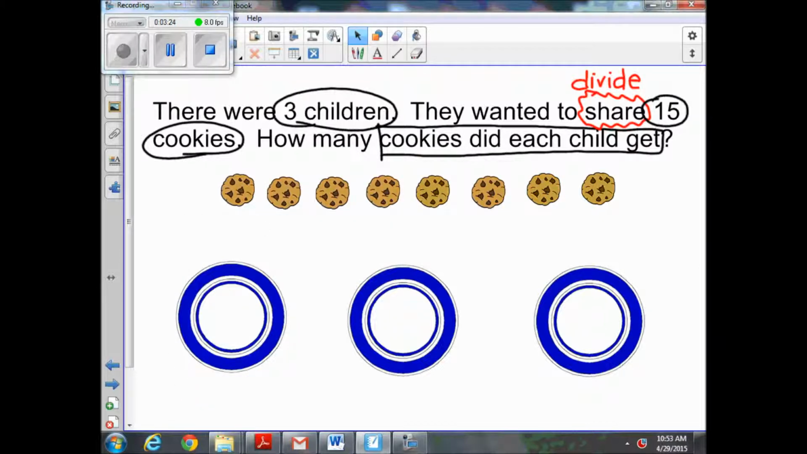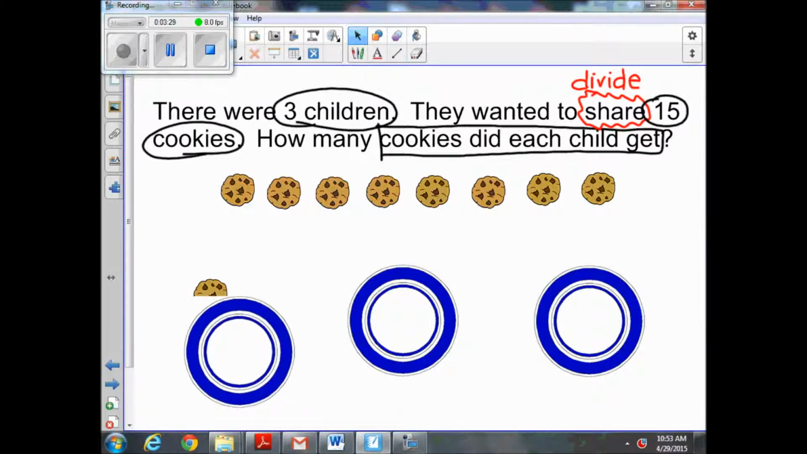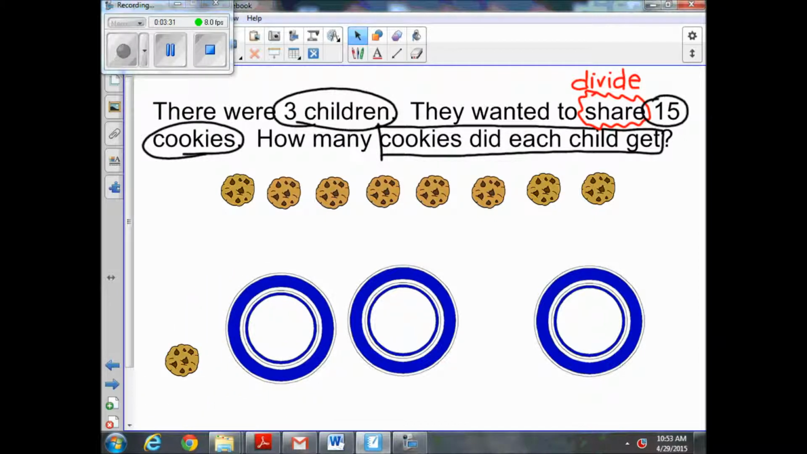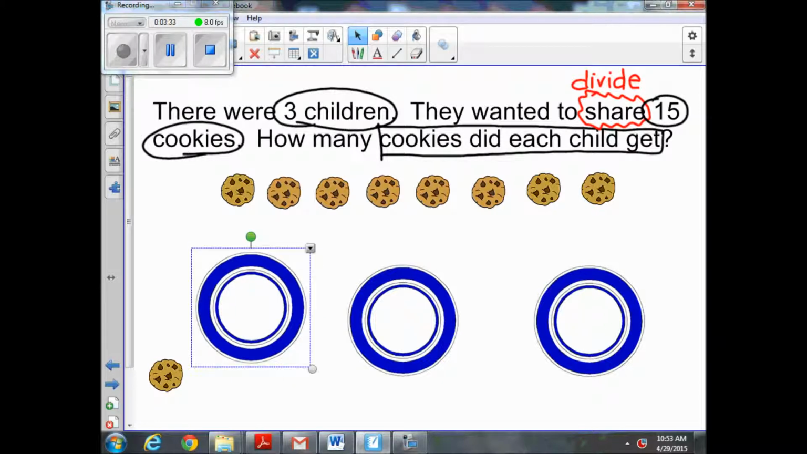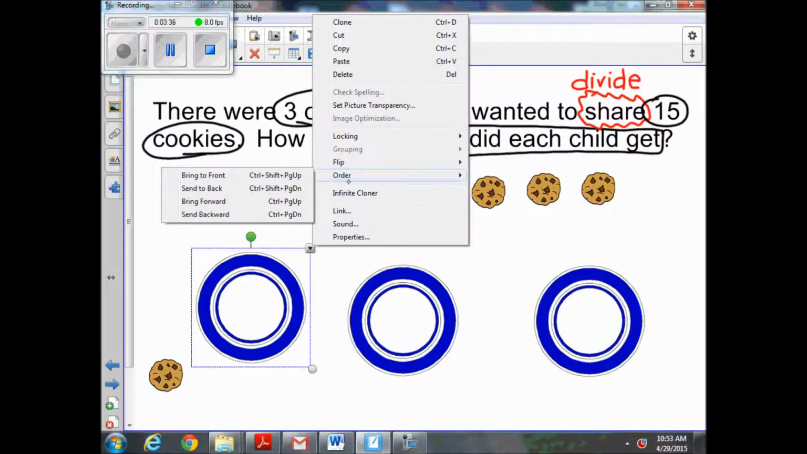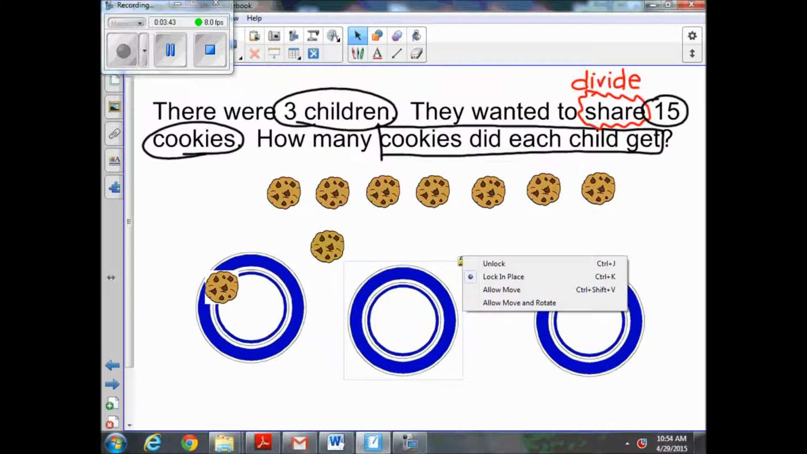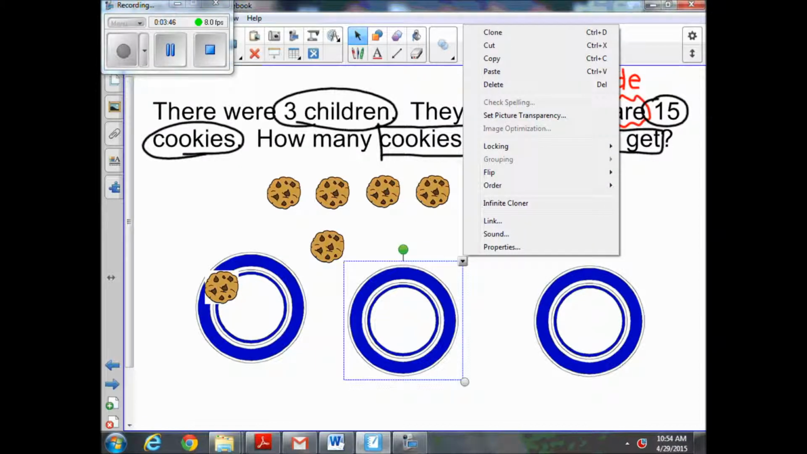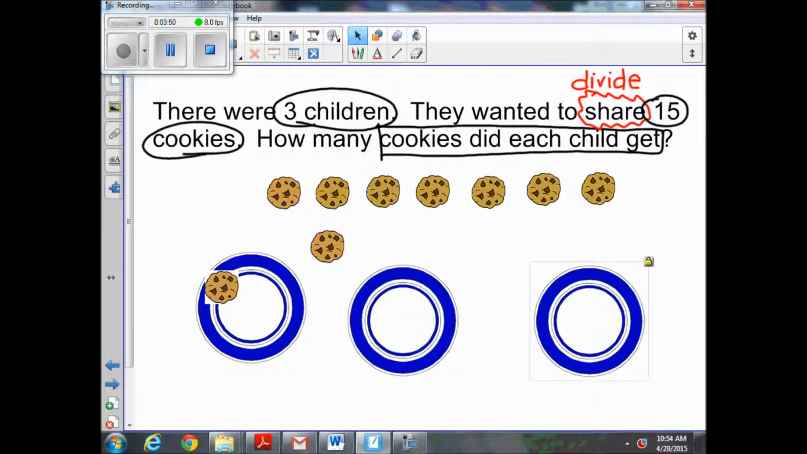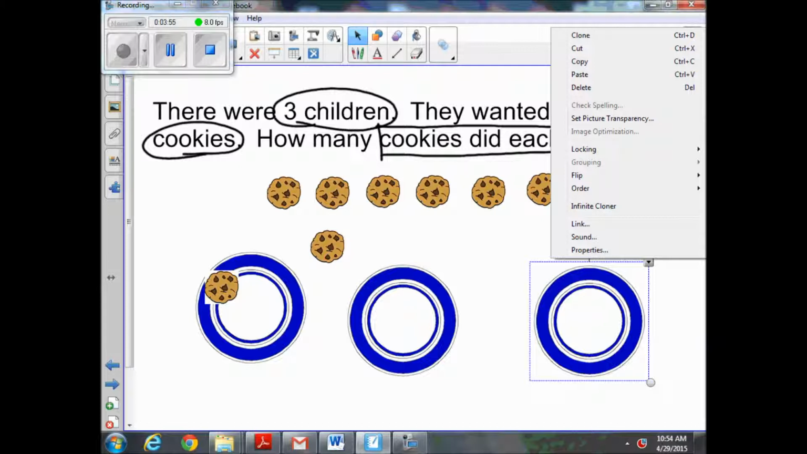There. Well, that didn't help me, did it? Where did my cookie go? There it is. I tried to move that to the back, and it's in the back. Yes, I know. There, I got it. Let me do that to each one of these real quickly. Let me unlock and send it to the back. Let me unlock and send it to the back. Sorry, guys. I live and learn too.